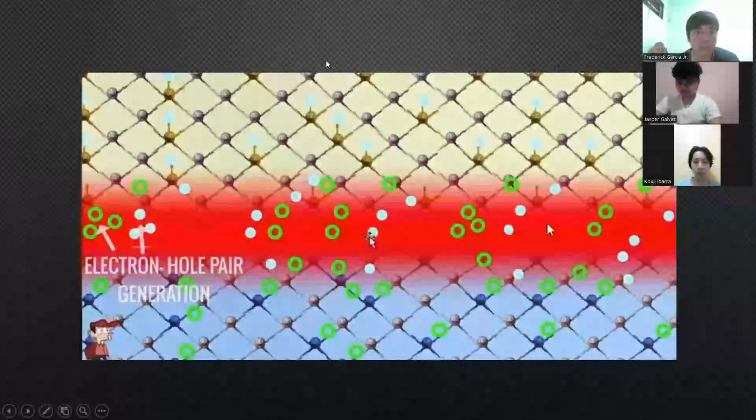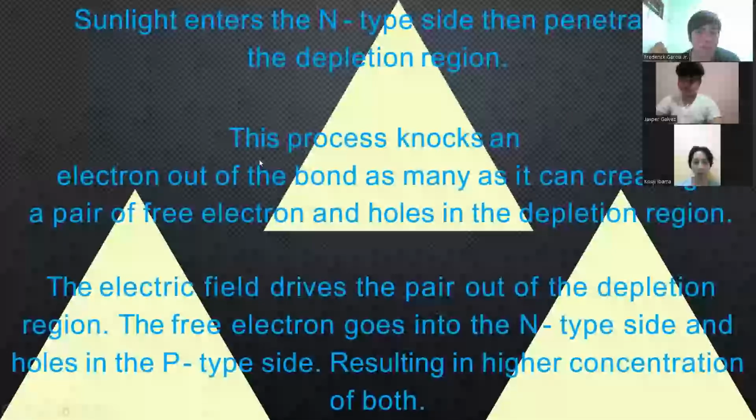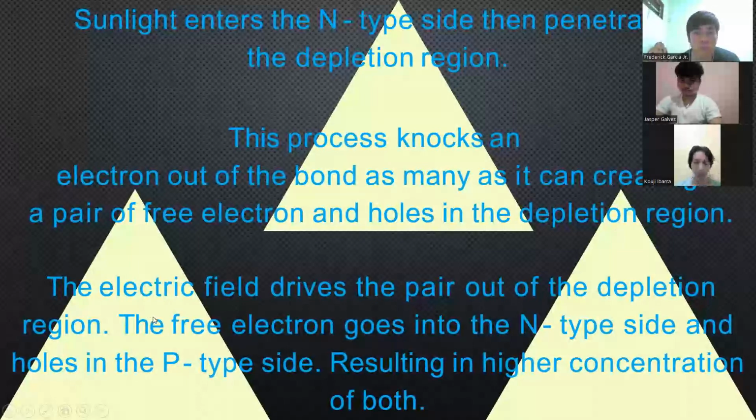Now, sunlight enters the n-type side, then penetrates the depletion region. This process knocks an electron out of the bond as many as it can, creating a pair of free electron and holes in the depletion region. The electric field drives the pair out of the depletion region. The free electron goes into the n-type side and the holes in the p-type side, resulting in higher concentration of both.